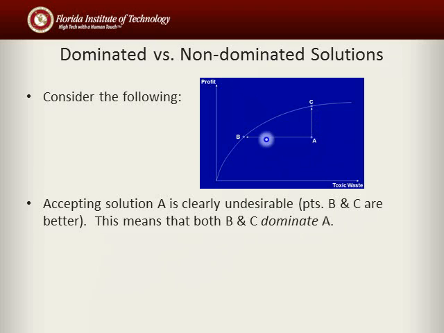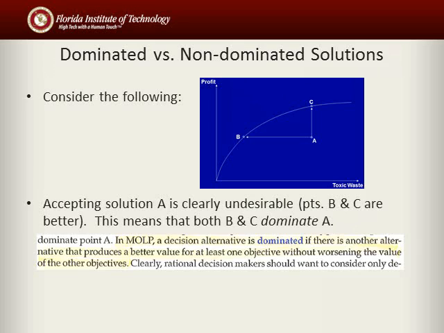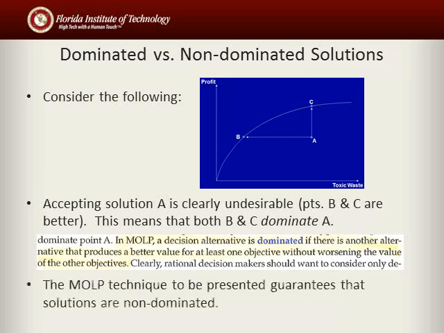When you have something like this, we can say that B and C clearly dominate our initial solution, the one that we were thinking about, which is solution A. To formally express this, we say that in multiple objective linear programming, a decision alternative is dominated if there is another alternative that produces a better value for at least one objective without worsening the value of the other objectives. And why is this important? Because in the multiple objective linear programming technique that we'll be discussing here, we are going to guarantee that solutions are non-dominated.